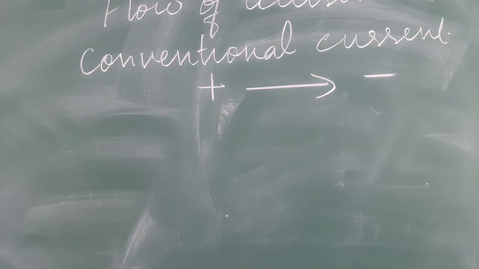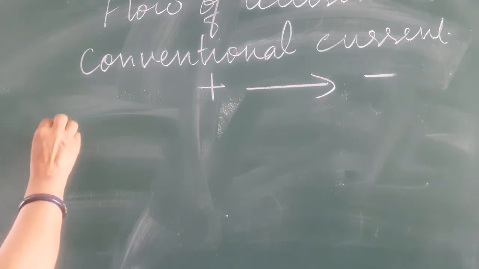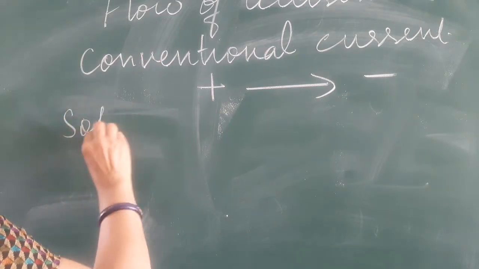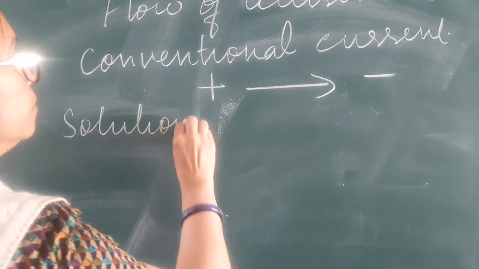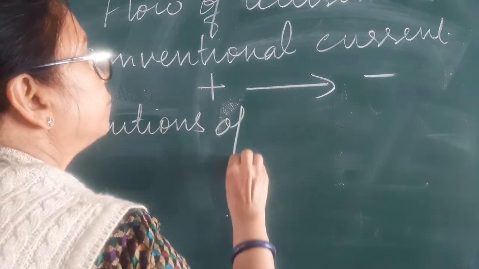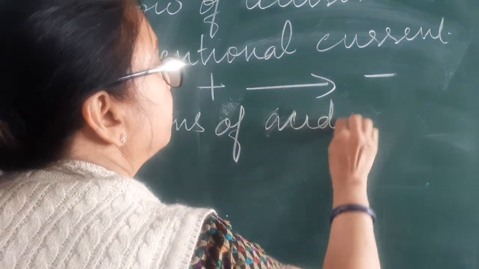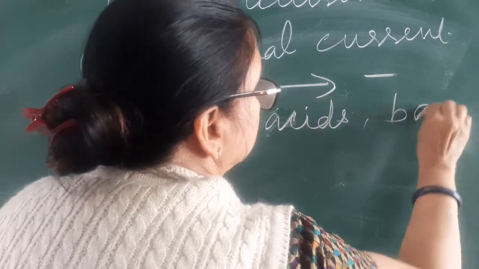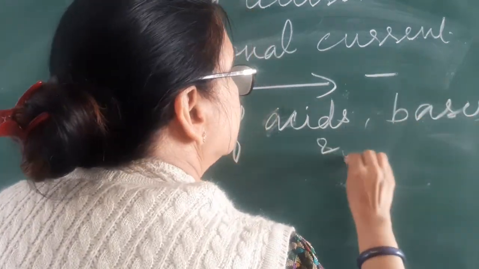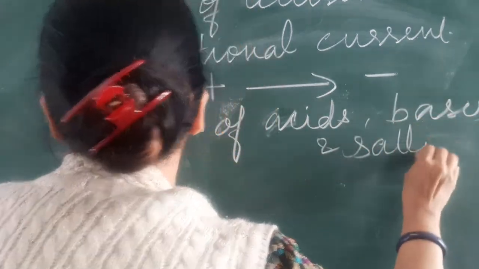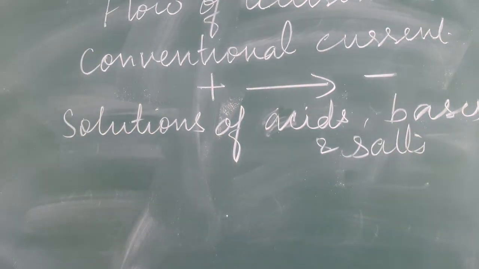Conventional current, like most liquids that conduct electricity. Which liquids conduct electricity? Solutions of acids, bases and salts, right? These solutions conduct electricity. An electric current can bring about a chemical change also.